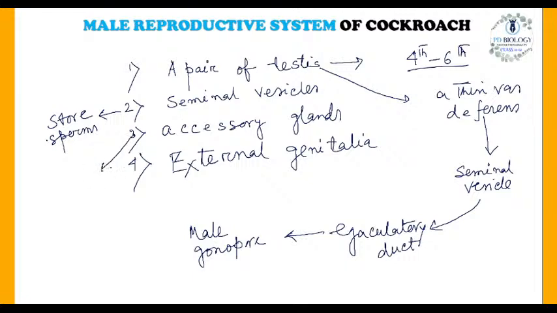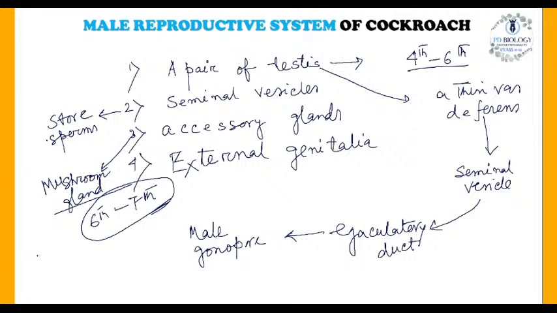Its accessory glands include the mushroom gland. The mushroom gland is present in 6th to 7th abdominal segment. These are very important. This type of questions are asked. Which segments have the testes, that is 4 to 6, mushroom gland 6th and 7th.